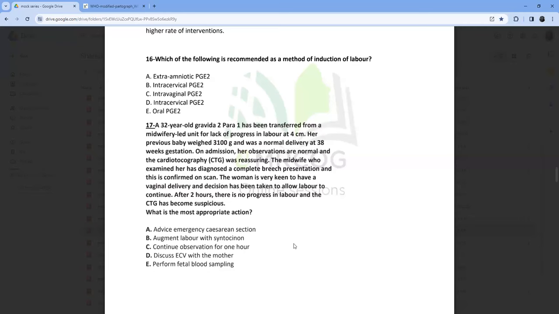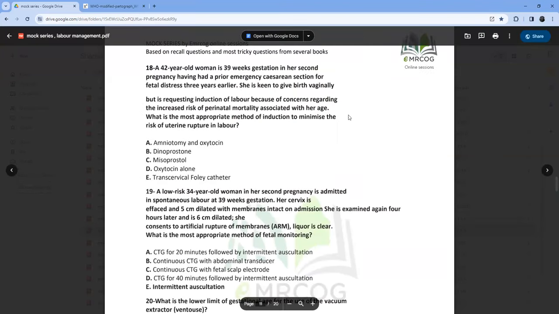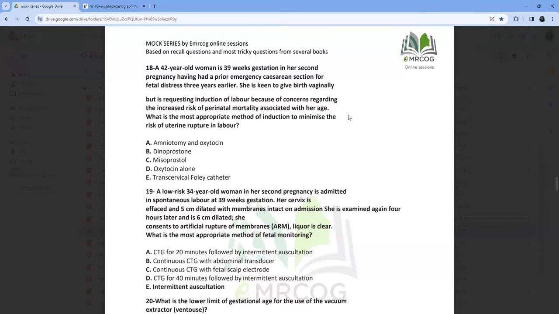So they allowed the woman vaginal delivery because she wanted that. But what shall I do now in this case? Situation is suspicious CTG. Yes, please advise. A. Yes, correct. A is correct. Yes, well done. Sure, emergency cesarean section.